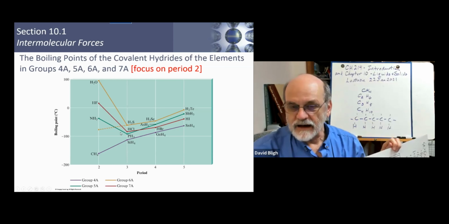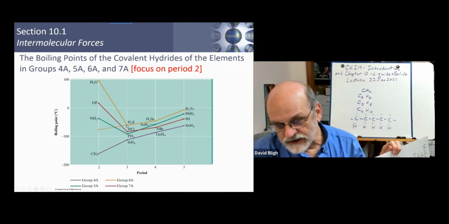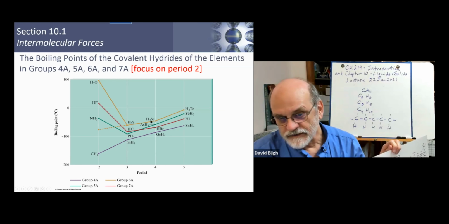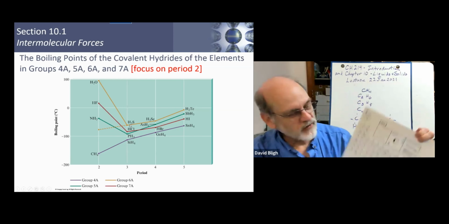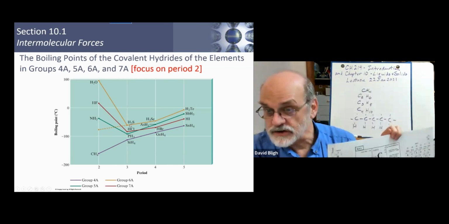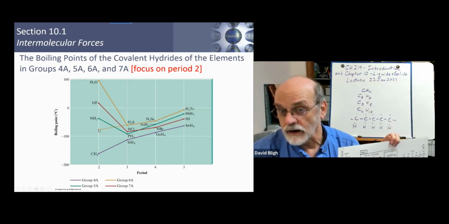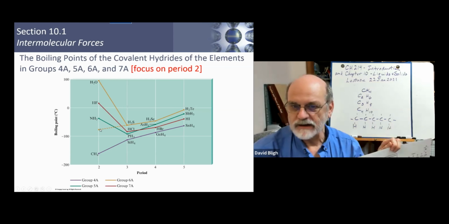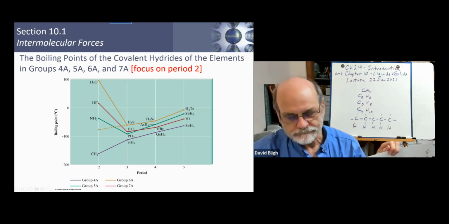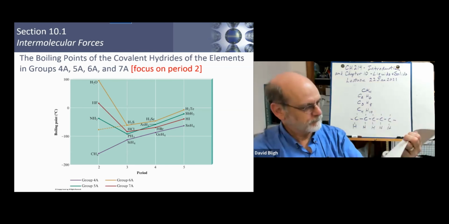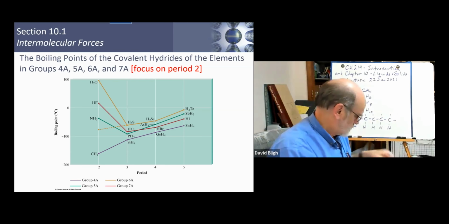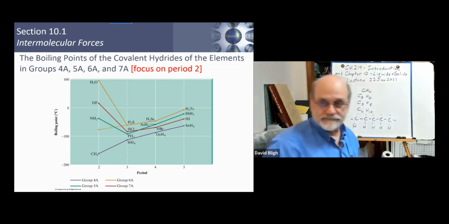Okay, this dotted line is just to illustrate that if this trend were obeyed by the hydrides of the chalcogen family, then water should be down here, and its boiling point would be below 0. But nope, don't work that way. Okay, now set that aside for a second.